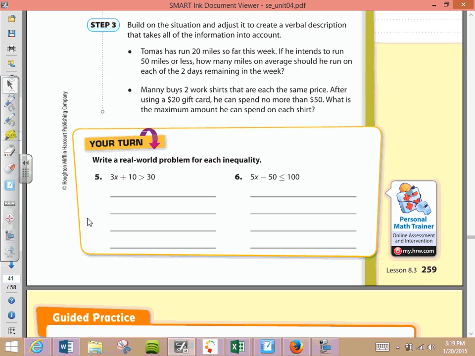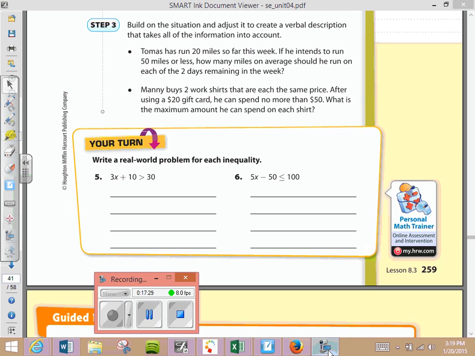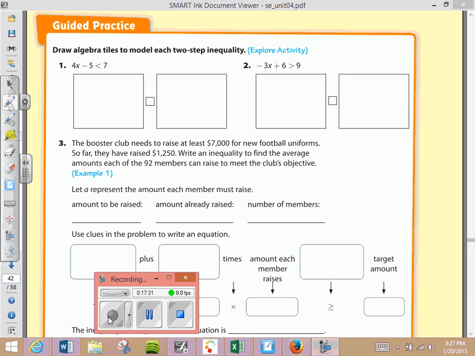Let's do number 5 and 6, and I'll allow you to select either or, but I need you to make up a story using those numbers. Not yet. That's not your homework.